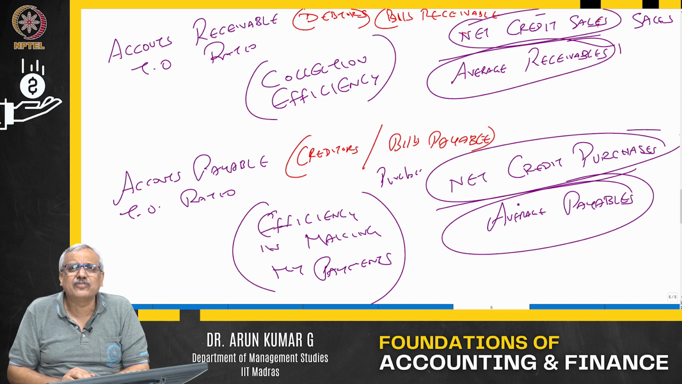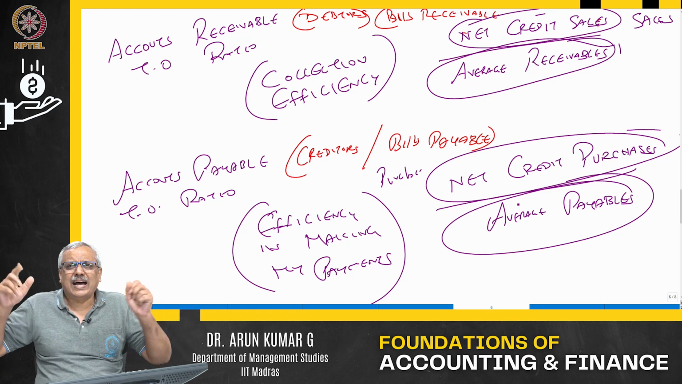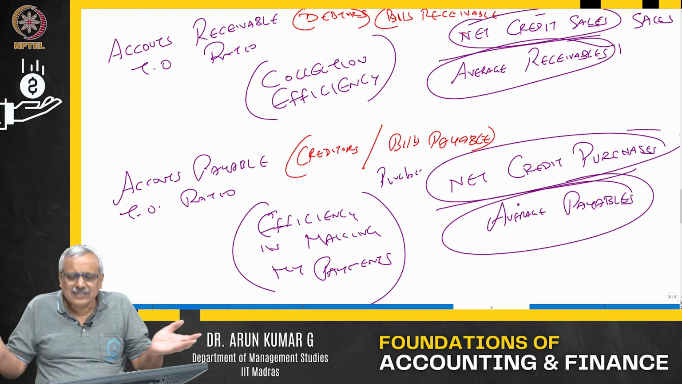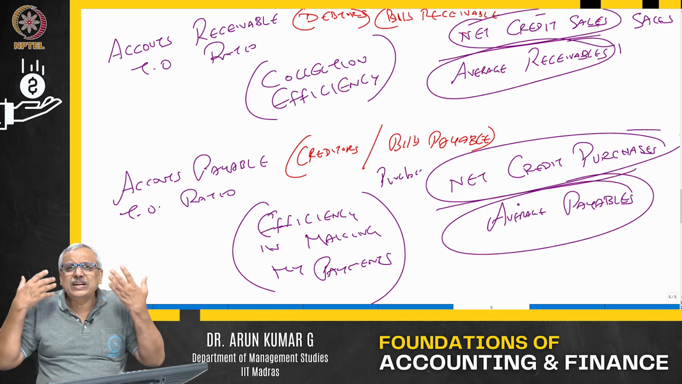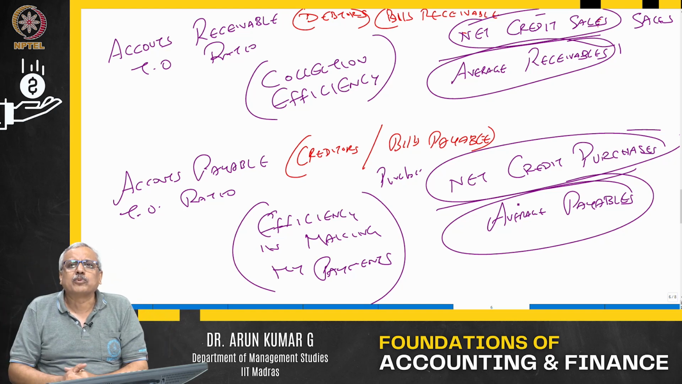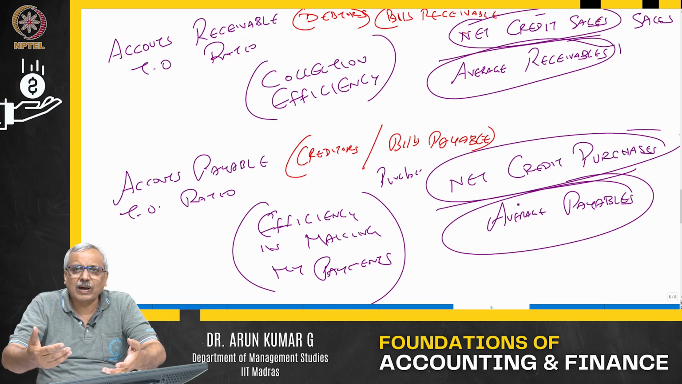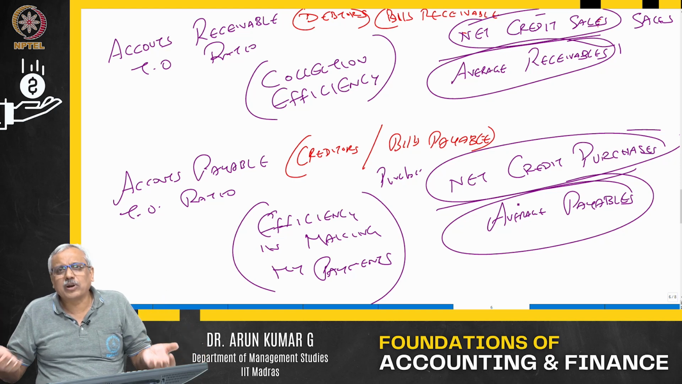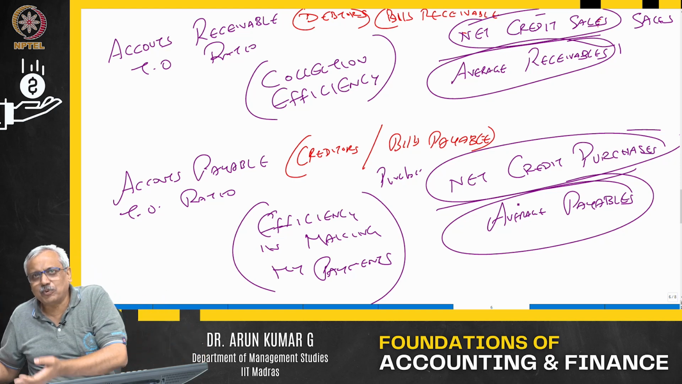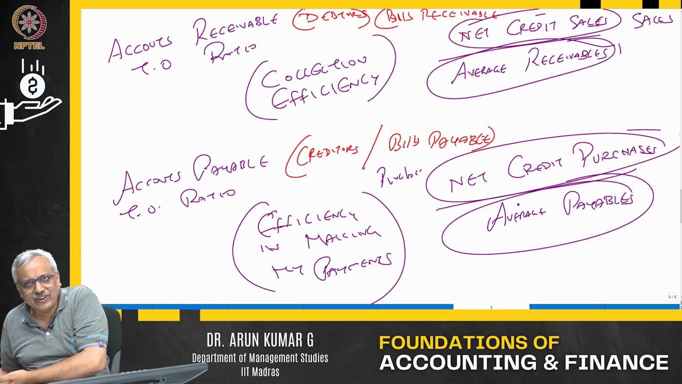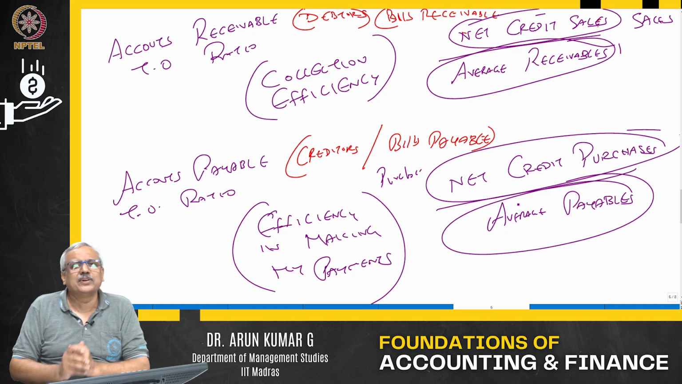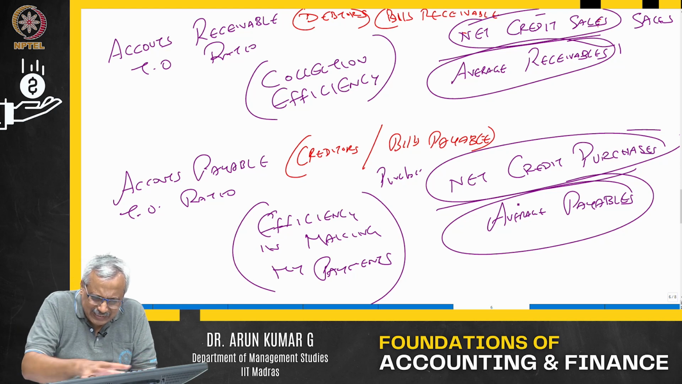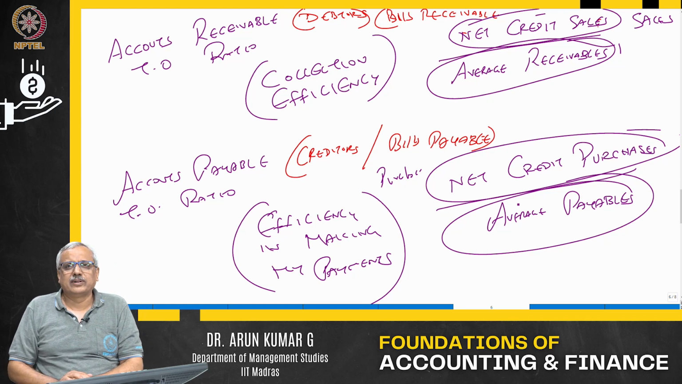That cycle is what I need to find the time for. If there is a mismatch, then what happens? You need more and more money in the process, which means more and more borrowing, more and more interest, less and less profit, or less and less return on your investment. So, this measures the efficiency part of it.